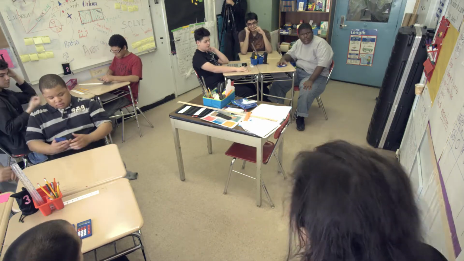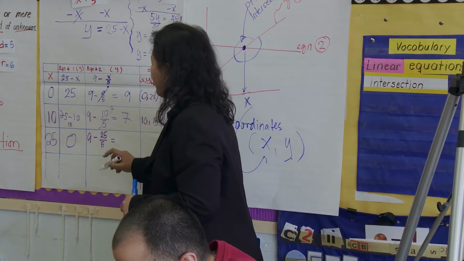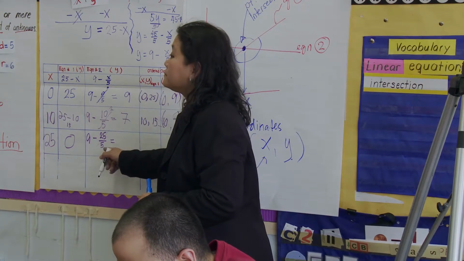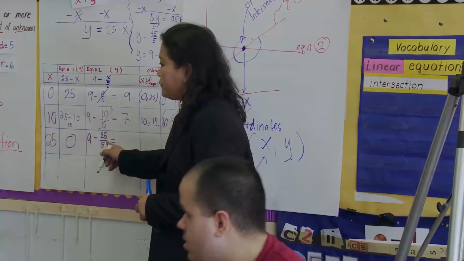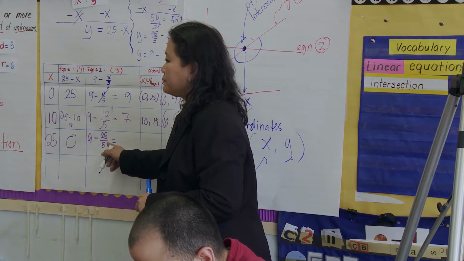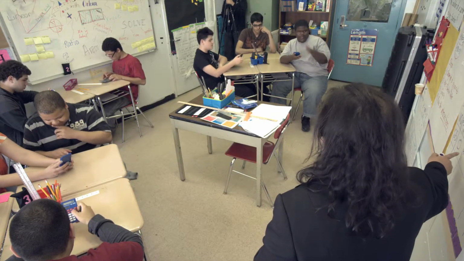Guys, you have your calculator. How does 25 divided by 5? No, 9 minus 5. 25 divided by 5. It's 5. Yes. Then take it away from 9.